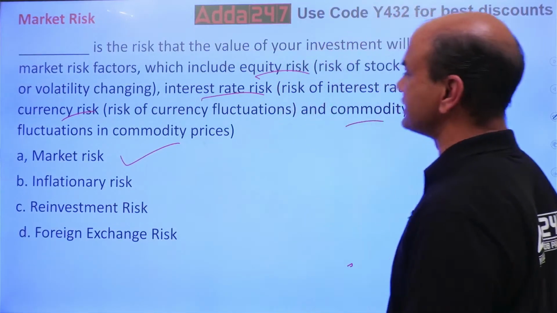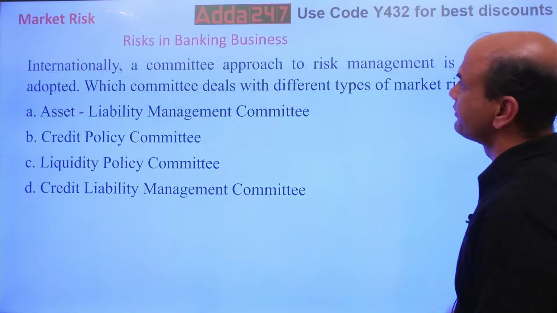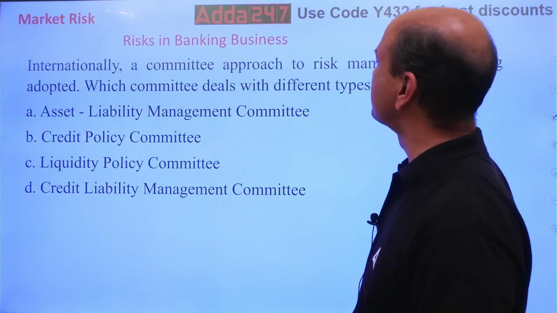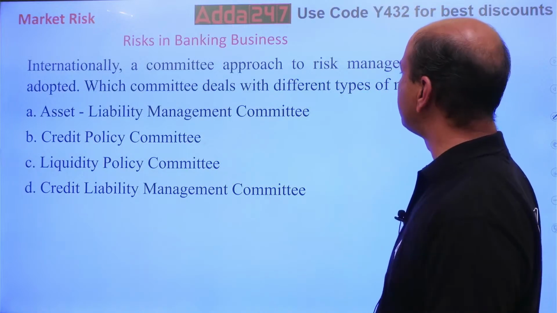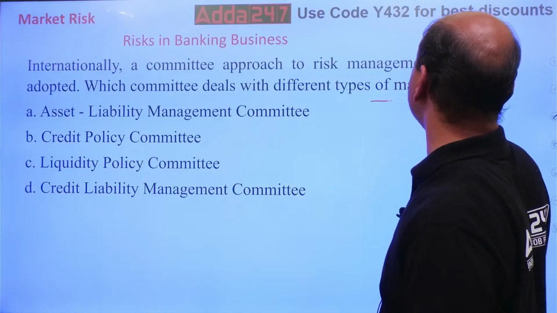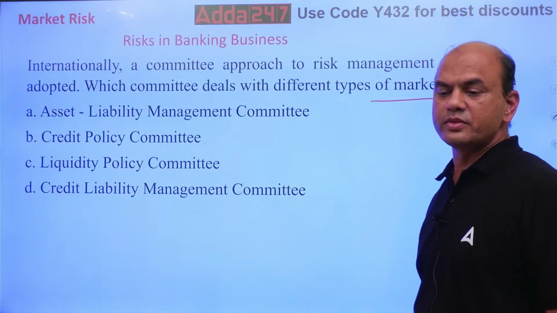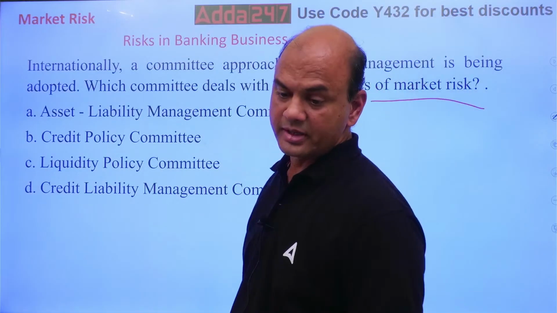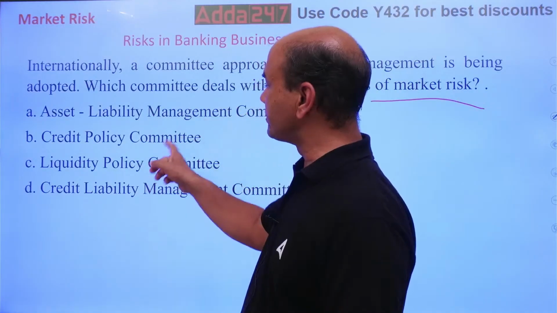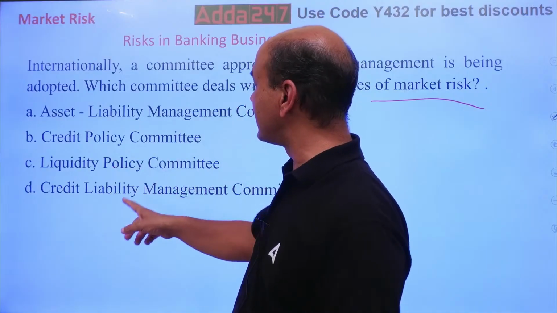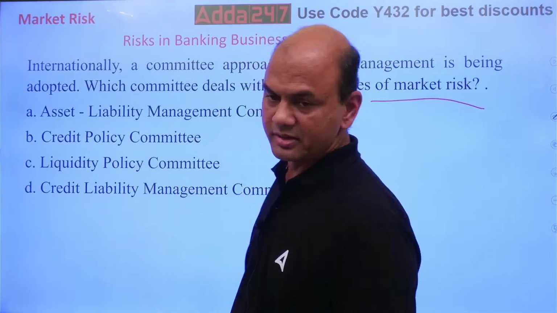Clear? So the answer is market risk. Internationally, a committee approach to risk management is being adopted. Which committee deals with different types of market risks? Who deals with market risk? Different types. ALM, so we call it ALCO over here. Credit policy, liquidity policy, and credit liability management committee.